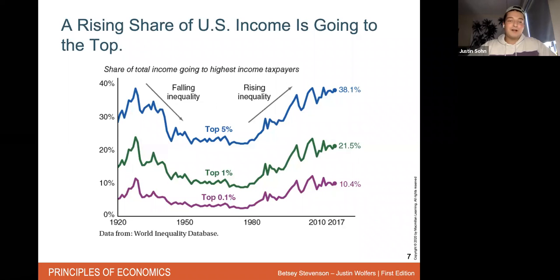By looking at their share of total income, you can see that from the 50s to the 80s there was a drop in the percentage of income they had, but it's rebounded since then. As it goes down, there's less inequality, and as it goes up, there's more inequality. So that has been on the rise, and you can see 38% of the income being held by the top 5% now, with the top 0.1% holding 10.4%. I said wealth, I meant income. But it's pretty crazy to see this graph and to see how much inequality there is in America.